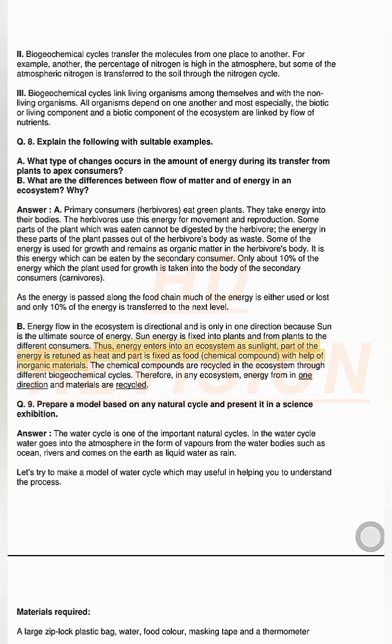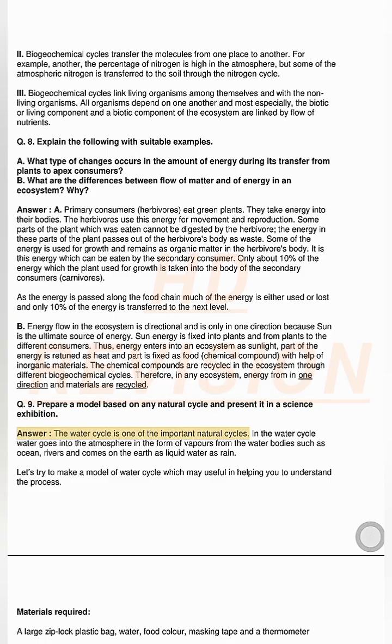Thus, energy enters into an ecosystem as sunlight, part of the energy is returned as heat and part is fixed as food chemical compound, with help of inorganic materials. The chemical compounds are recycled in the ecosystem through different biogeochemical cycles. Therefore, in any ecosystem, energy flows in one direction and materials are recycled. Q9. Prepare a model based on any natural cycle and present it in a science exhibition.